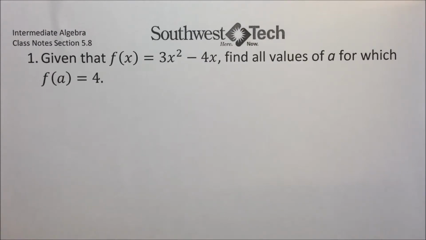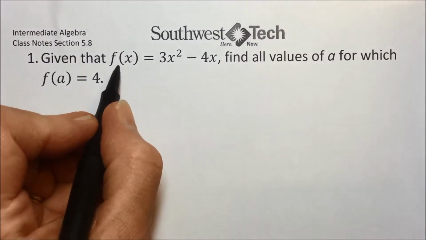Section 5.8, Application of Polynomial Equations. In this first problem, we're given that f of x is equal to 3x squared minus 4x. Find all values of a for which f of a is equal to 4.